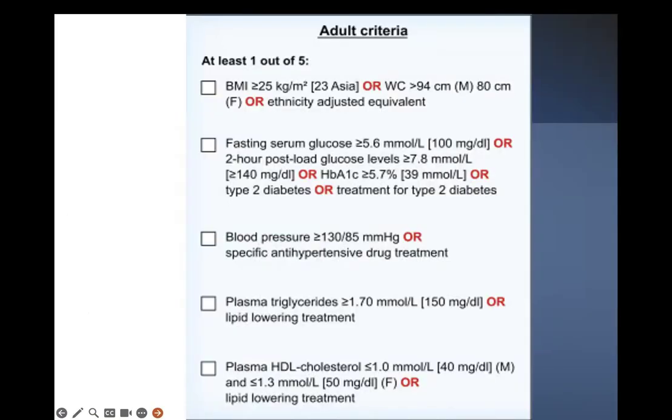So when we say metabolic dysfunction associated, we mean that patients should meet at least one out of the criteria for metabolic dysfunction, like elevated BMI or waist circumference, or elevated blood glucose, or diagnosis of type 2 diabetes, or if they are getting any treatment for type 2 diabetes, elevated blood pressure, or if they are getting any antihypertensive medication, elevated plasma triglyceride, or low plasma HDL, or if they are receiving any lipid-lowering treatment.